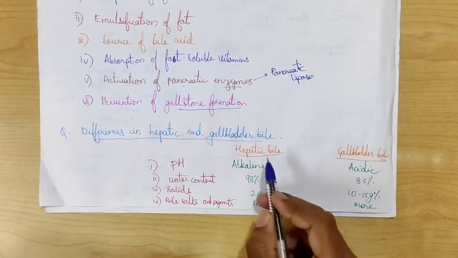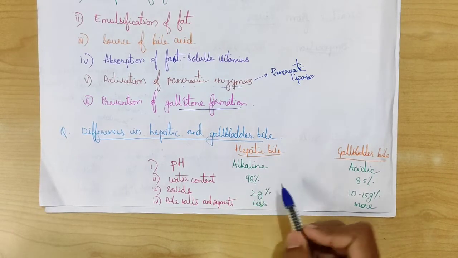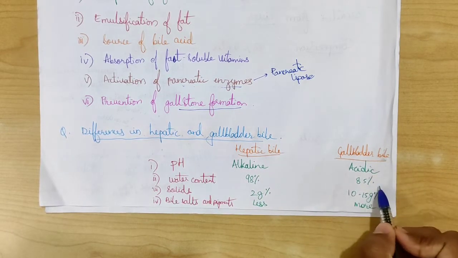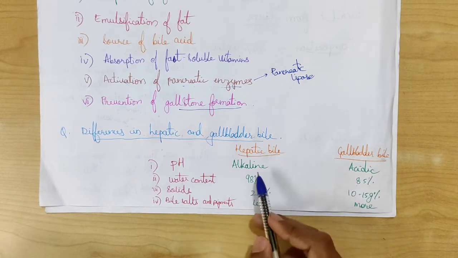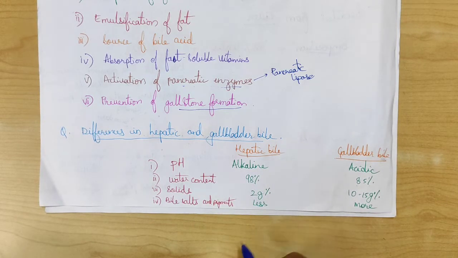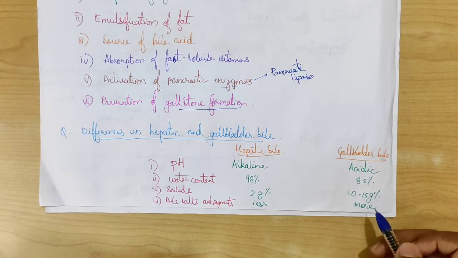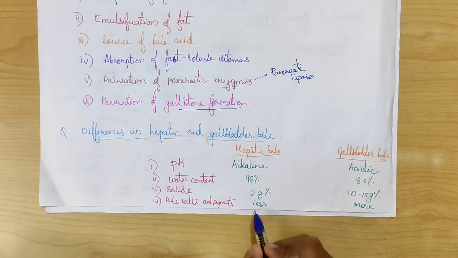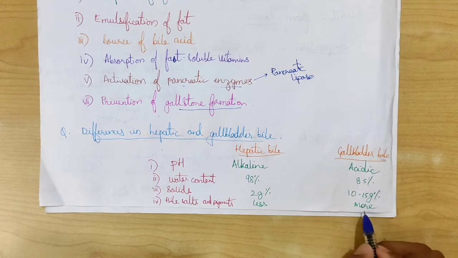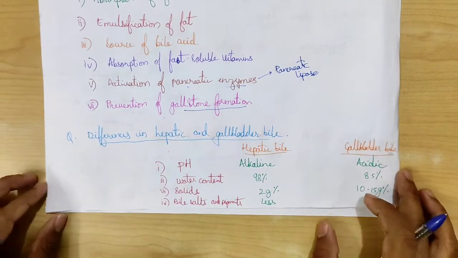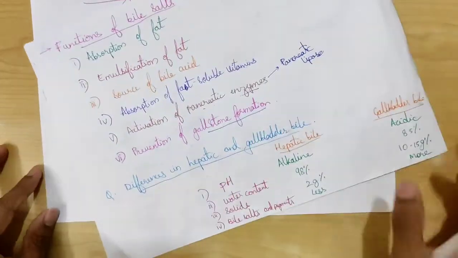The water content of the hepatic bile will be 98%, whereas in the gallbladder bile it will be 85%. The solids in the hepatic bile will be 2 gram percentage, whereas it will be more in the gallbladder bile, which is 10 to 15 gram percentage. The bile salts and pigments will be less in the hepatic bile, whereas they will be more in the gallbladder bile. So these 4 points are important and you can write them in the 3 marks question in the examination.